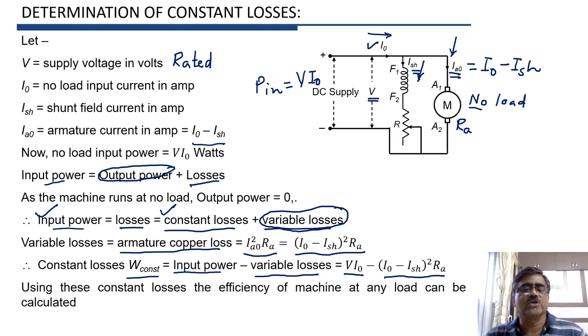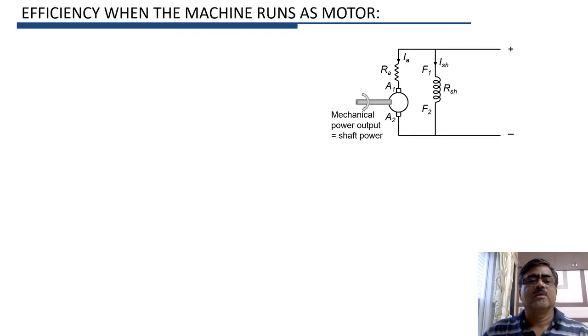Now using these constant losses, it is possible to calculate the efficiency of machine at any load, whether the machine is working as a generator or as a motor. So for motor as well as generator, at any load condition, it is possible to calculate the efficiency once we know constant losses, that is W constant. And these constant losses, W constant, can be calculated using this expression. Now we have studied the procedure of calculation of constant losses, W constant. Let us now see how to calculate the efficiency of machine when the machine is running as a motor.